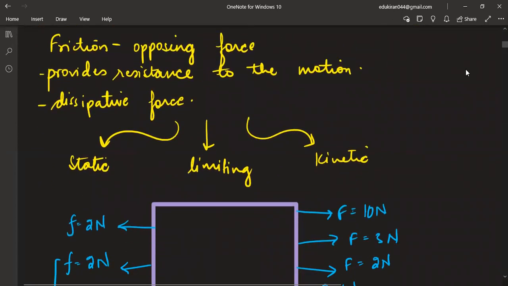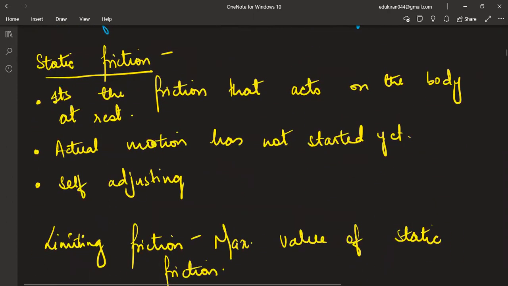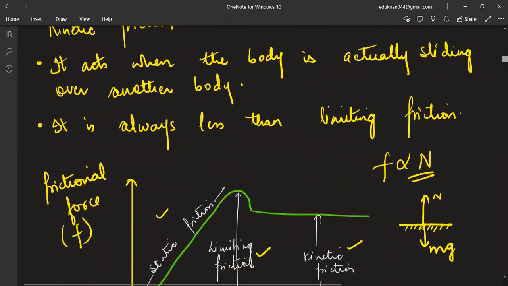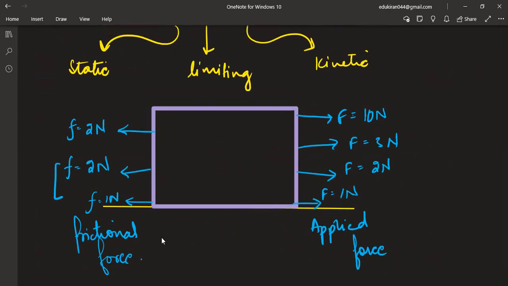Now, frictional force is what? It basically opposes the motion. It's a dissipative force. So there are static force, limiting force, and kinetic force. Static friction is the self-adjusting friction that acts on the body at rest. So actual motion has not started, it is self-adjusting. If you look at this figure, initially, let's say the applied force is 1 Newton, frictional force is also 1 Newton. So the body won't move. If I increase the applied force, if I'm pushing this, let's say 2 Newton, frictional force is also 2 Newton. I'll notice that within this force, the body is not moving. So all these forces are static frictional forces.